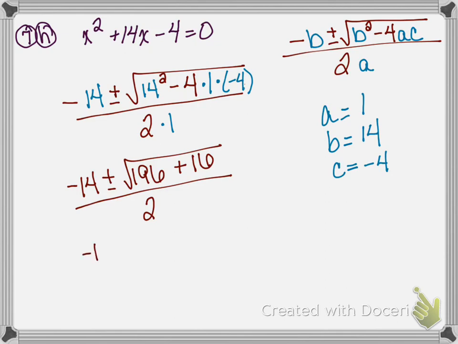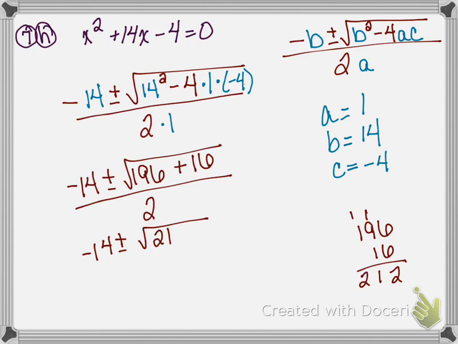So I have -14 plus or minus the square root, and we're going to have to add 196 and 16. So I think that's going to give me 212, but we always want to kind of make sure. 6 plus 6 is 12. 1 plus 9 is 10, plus 1 is 11. Yeah, so I've got 212. So I have 212 inside that radical.